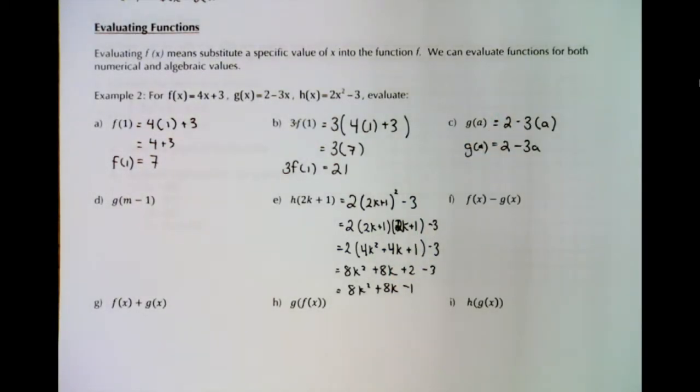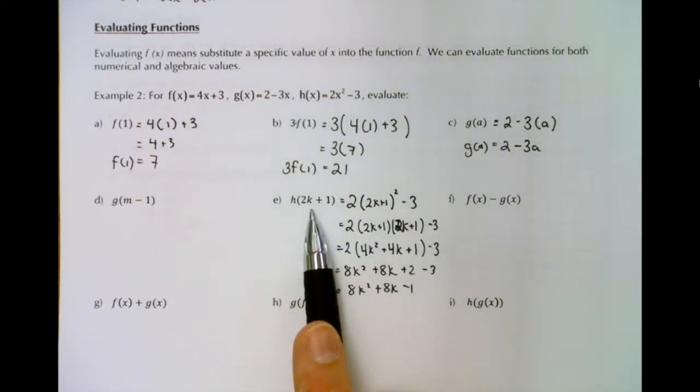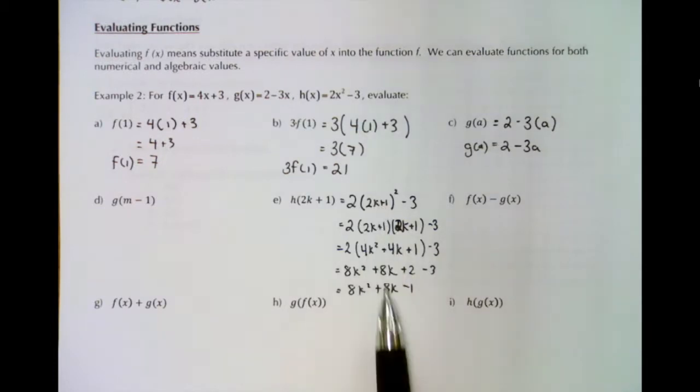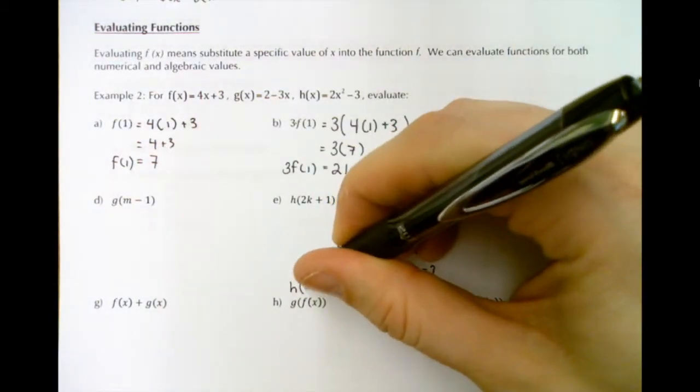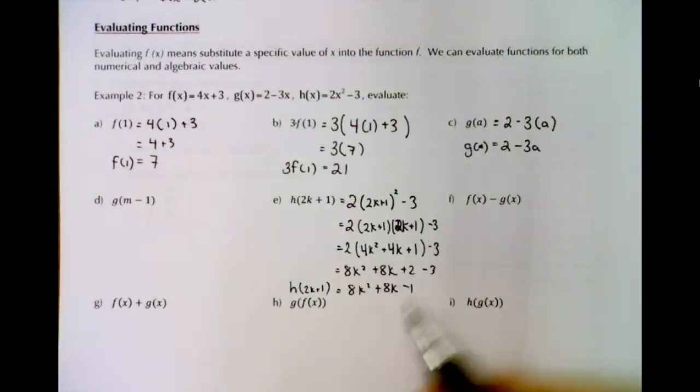So what is this function notation? Well, it's just a fancy way of showing what you substitute on the left side as well as the right side, simplifying the right side. And then your answer just shows you what h at 2k plus 1 is. And it's 8k squared plus 8k minus 1.